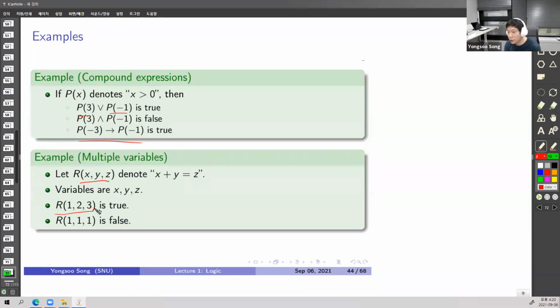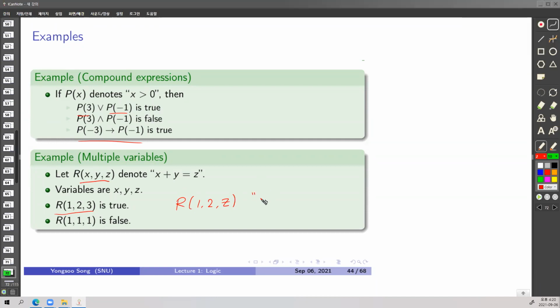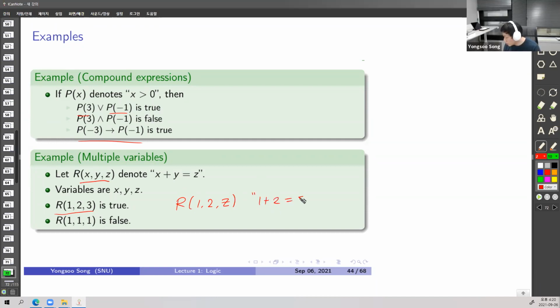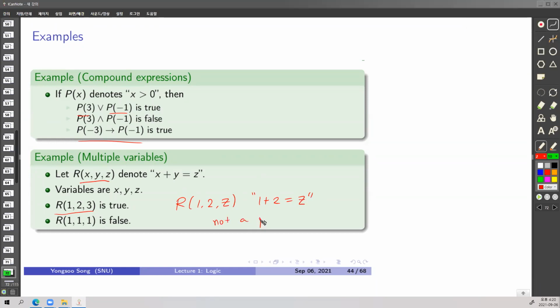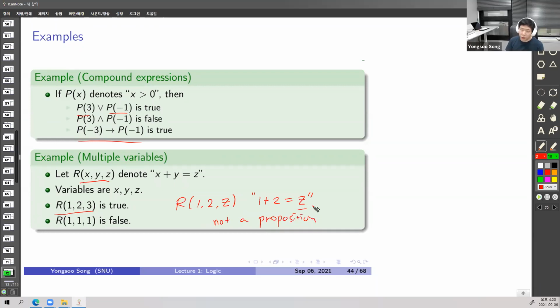So for example, if you assign only 2 values, let's consider (1, 2, z). So this is a statement that 1 plus 2 equals z. This is not a proposition because still there's one variable remaining here. So this is still a propositional function, which becomes a proposition when the value of z is determined.